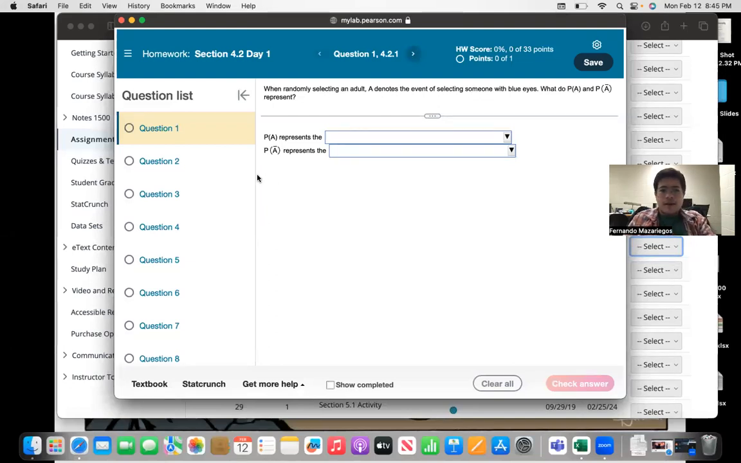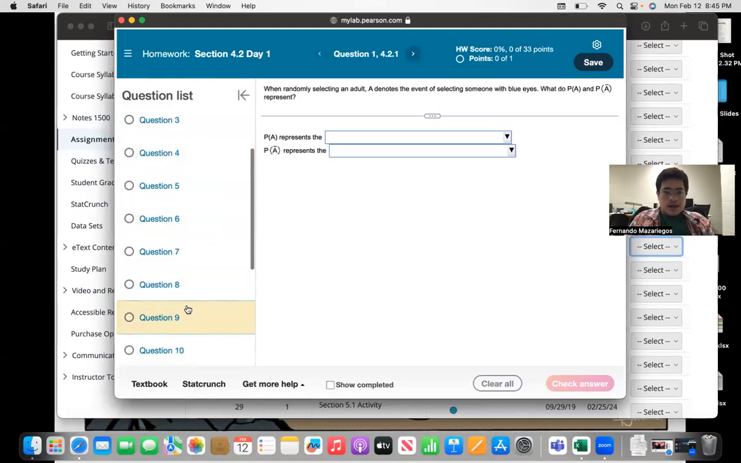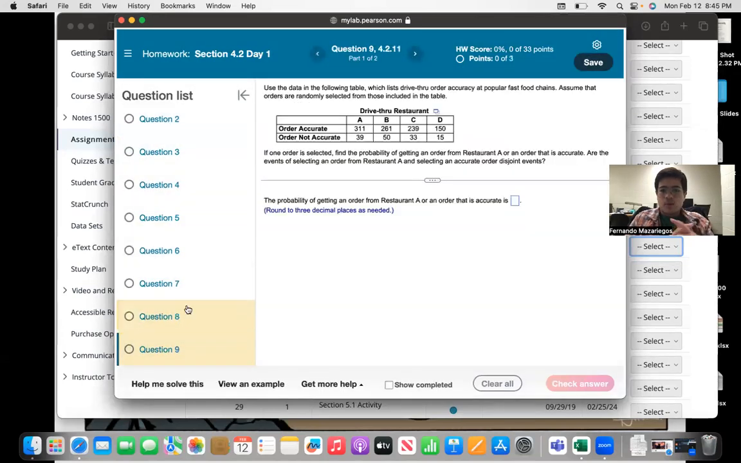So I think this is a split. I think 4.2 day one deals only with addition rule, and then we're going to work with multiplication rule on the next assignment. So let's do question 9. We're going to have a lot of these tables. So let's see how we can use these to find probabilities.